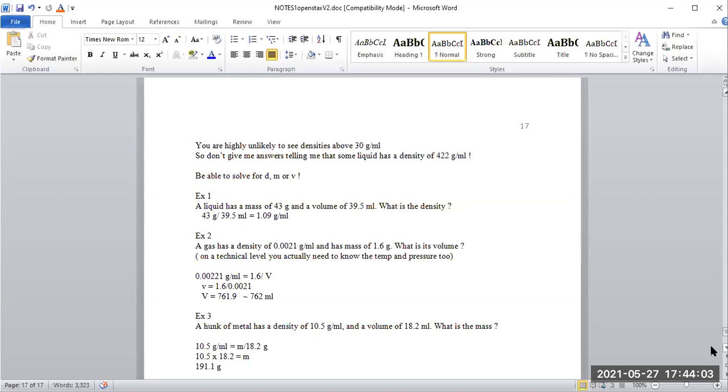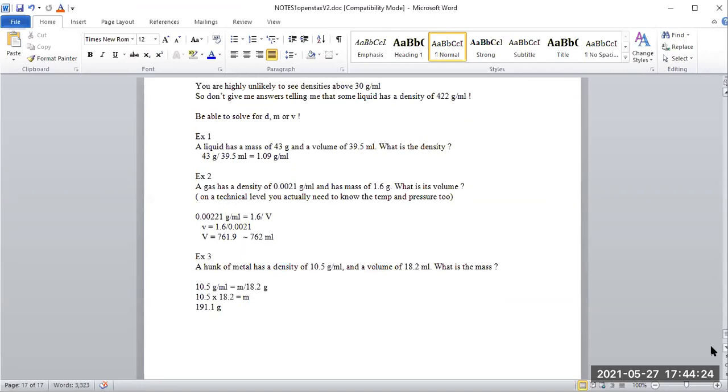Water is 1, more or less. That's slightly temperature dependent. At 4 degrees Celsius, water is exactly 1 gram per milliliter. You do need to be able to manipulate this equation. Solve for D, solve for M, solve for V. So I gave you 3 examples. There's also some more examples in the textbook.